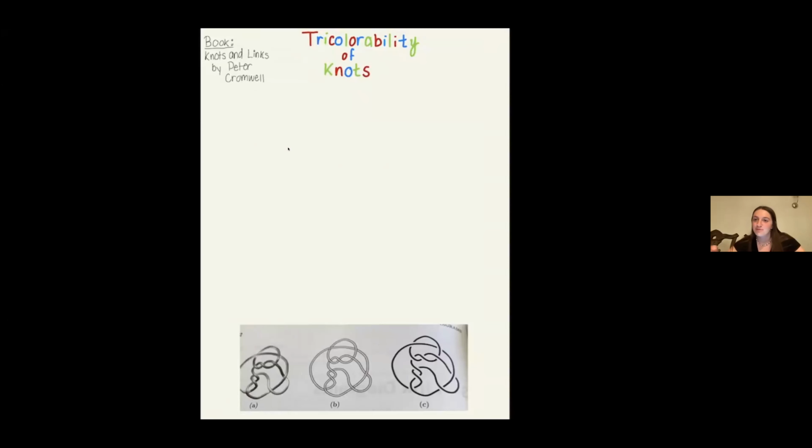I'm a part of the DRP program. So today I'm going to be talking about a specific knot invariant called tricolorability. Over the semester, my mentor, Tobias Shin, and I worked on the book Knots and Links by Peter Cromwell. This is just one result that we thought was cool. I'm going to go over a few basic definitions of knot theory, what a knot diagram is, how to color a knot, what tricolorability is, and then why we actually care about it.